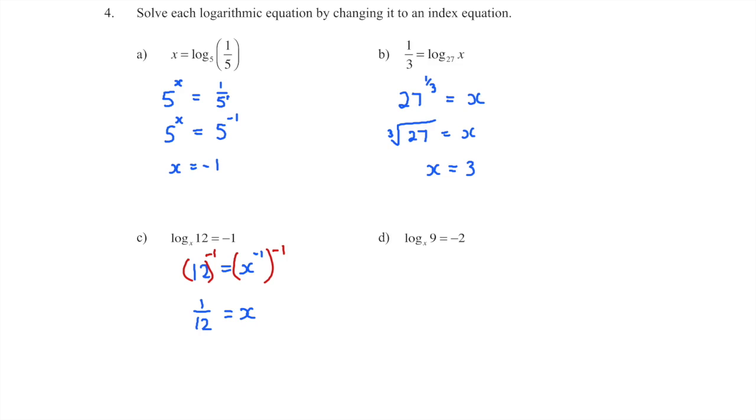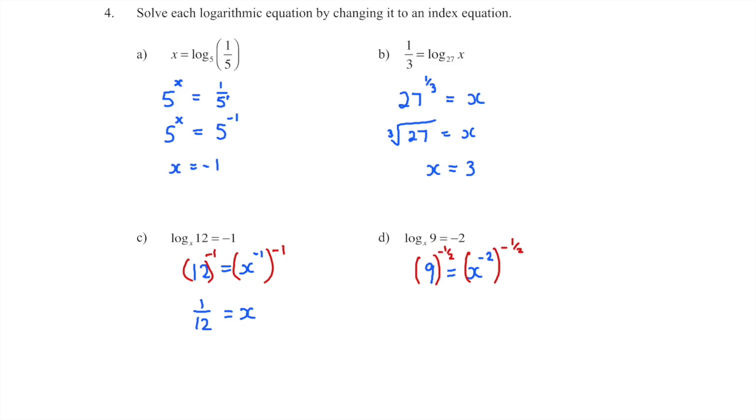Part D, going to slide the base across. The base is the number under the letter g, which is x, so I'm left with 9 equals x to the power of minus 2. There are a lot of different ways you could do this question. I'm going to do it like this. A little bit like working with perpendicular gradients, I'm going to say the reciprocal of 2 is 1 over 2. So I'm going to raise both sides to the power of minus 1/2, because I know a reciprocal multiplied by the original will always give 1.